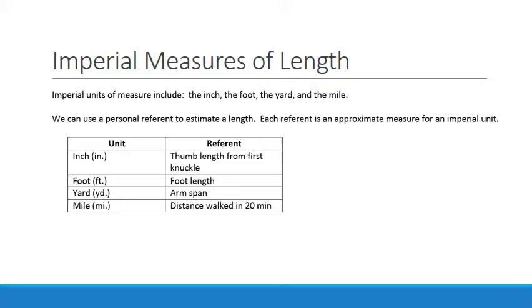So you might be wondering what imperial measurements are, and this is what they are. Imperial units of measure include the inch, foot, yard, and mile. So when you think imperial, think USA. All right, our partners down south, that is their system of measurement, they use the imperial measurements. So you'll always hear inch, foot, yard, mile when you go to the States.